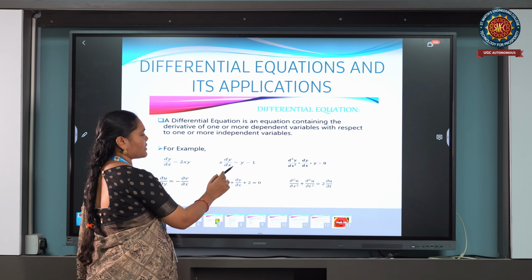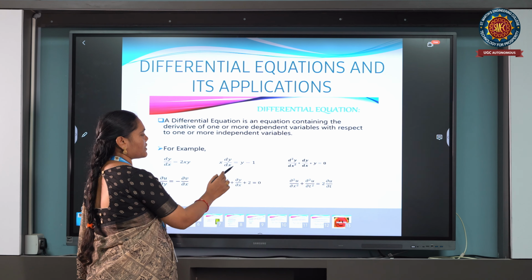Now let us enter into another new topic, that is order and degree of differential equations. First of all, what is order? The highest derivative in the differential equation we call the order of the differential equation. Observe here, d power 4 y by dx to the power of 4 whole cube plus d square y by dx square minus 2xy is equal to 0. In this example, the order is 4 and the degree is equal to 3.